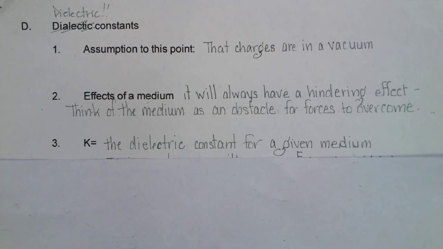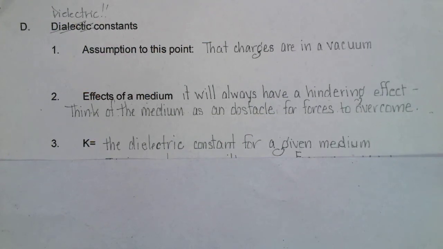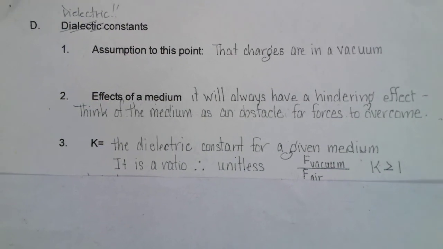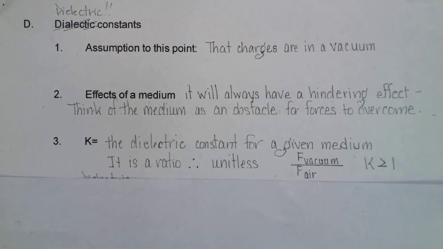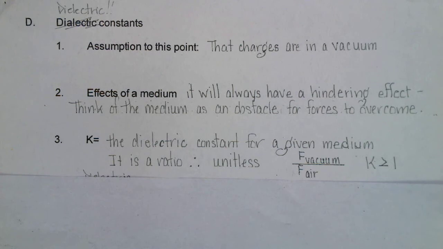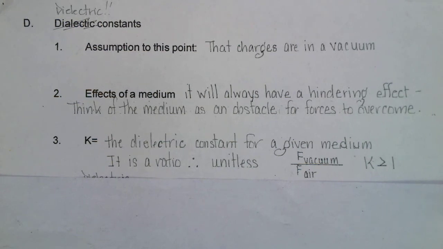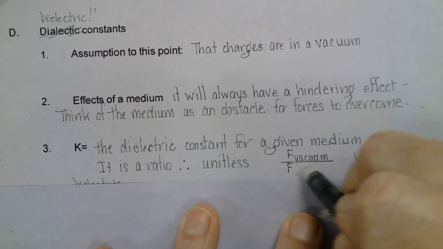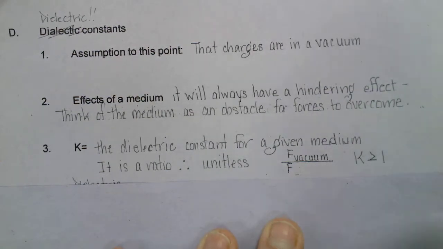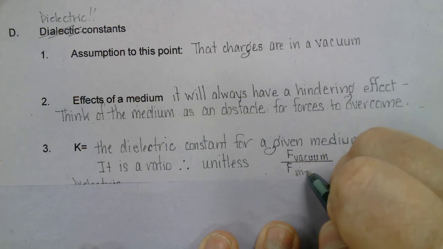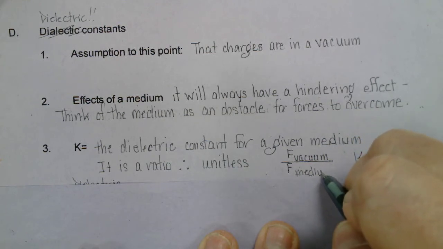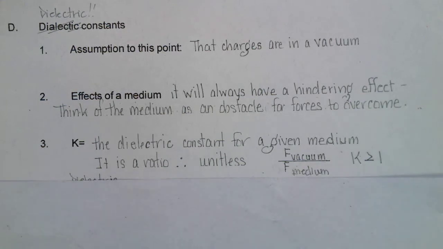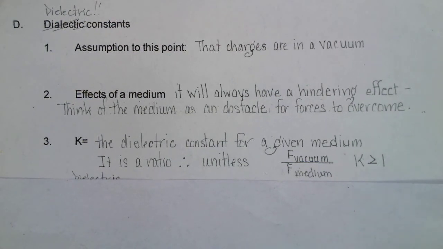It is going to tell you to what extent it is influencing the force. It is a ratio of the force that would exist in the vacuum to the force that would exist in the medium. Air is one of the first ones I'll be talking about, but just generically in whatever the medium is that I'm referencing. Because the force in the vacuum will always be the greater of the two forces, always.